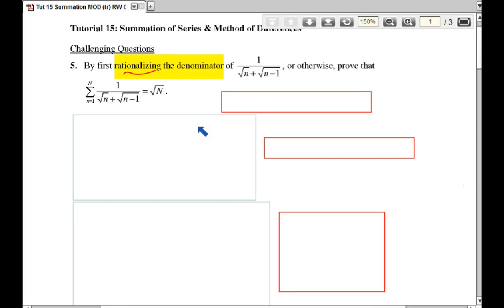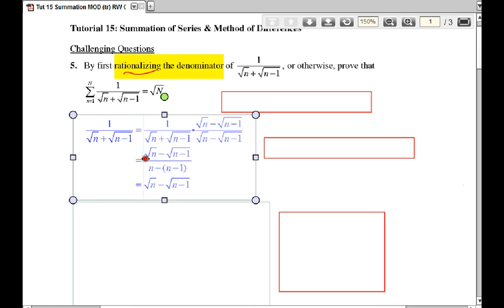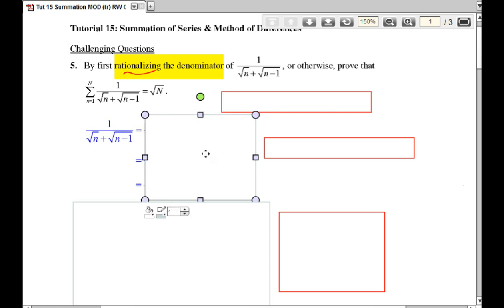Okay, question 5. While first rationalizing the denominator, or otherwise prove this. Okay, so what do we do first? We first rationalize the denominator. Right? What do we do? Our first step.